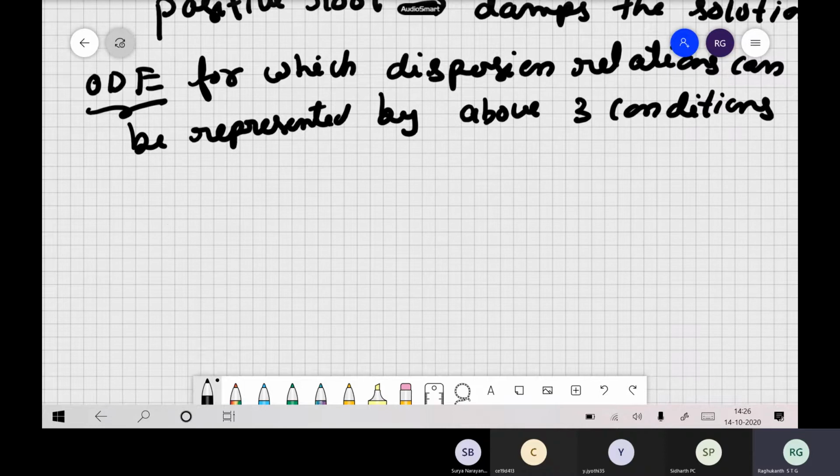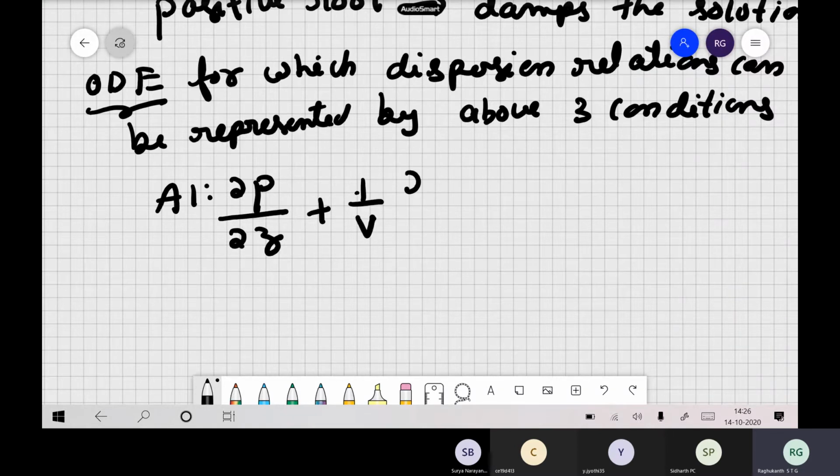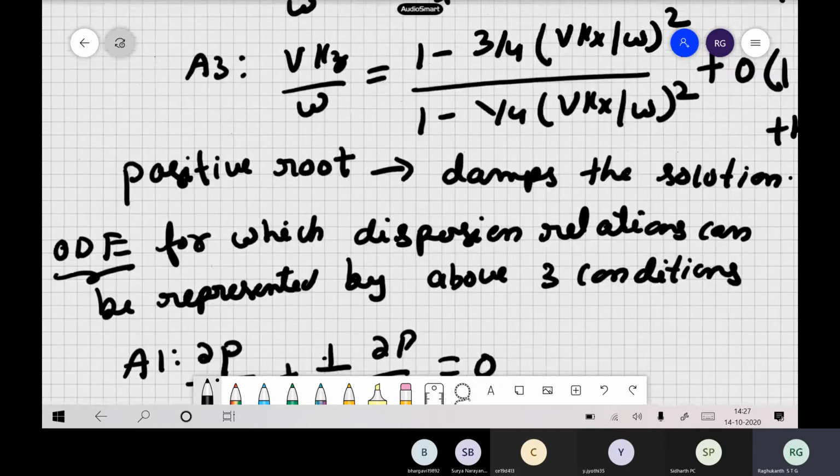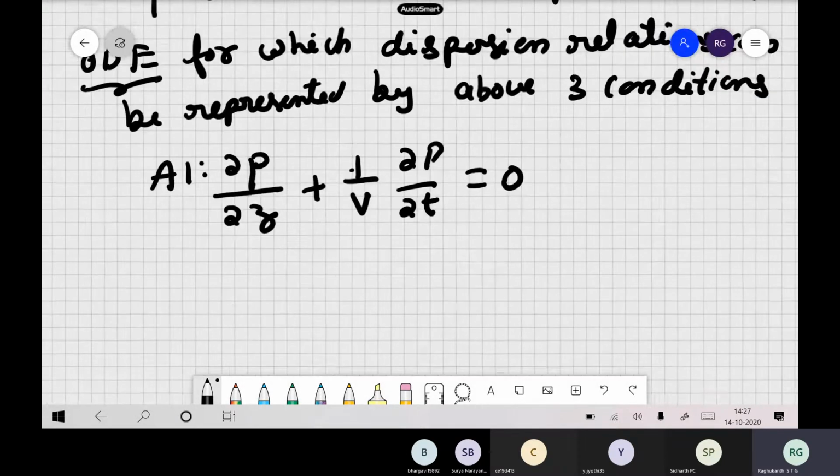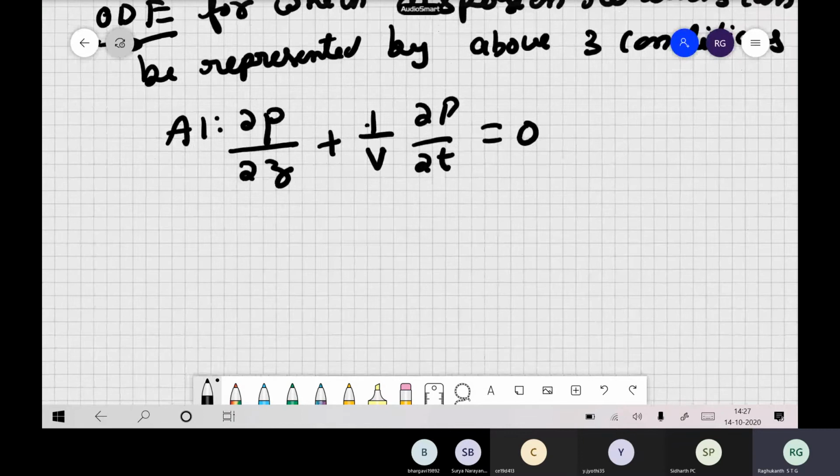You followed? So that is for A1. You can write the difference equation, ∂P/∂z plus 1/V ∂P/∂t. So this is a difference equation. For this equation, if you substitute e to the power of i(kx, kz, ωt), the dispersion equation is V kz/ω equal to 1. So this you will get for the first case. This is an ordinary differential equation for which we can write the dispersion relation like this.